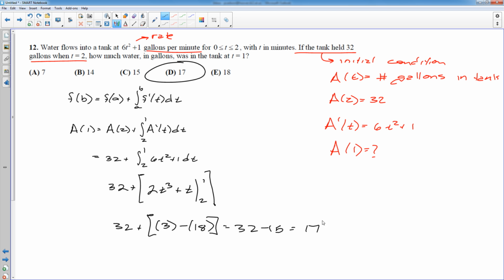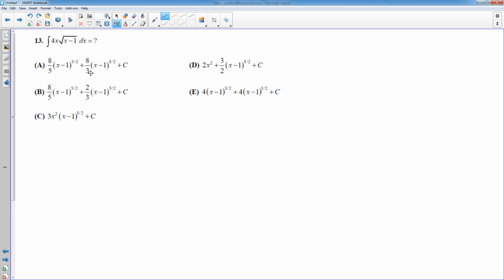One of the mistakes I see here, people just get careless and accidentally plug in the 2 first. So, all right. Next one, 4x root x minus 1. I trend towards U-substitution. This is not recognition or power rule. Let's see. I generally will do u to equal the radical inside. du would simply be dx.